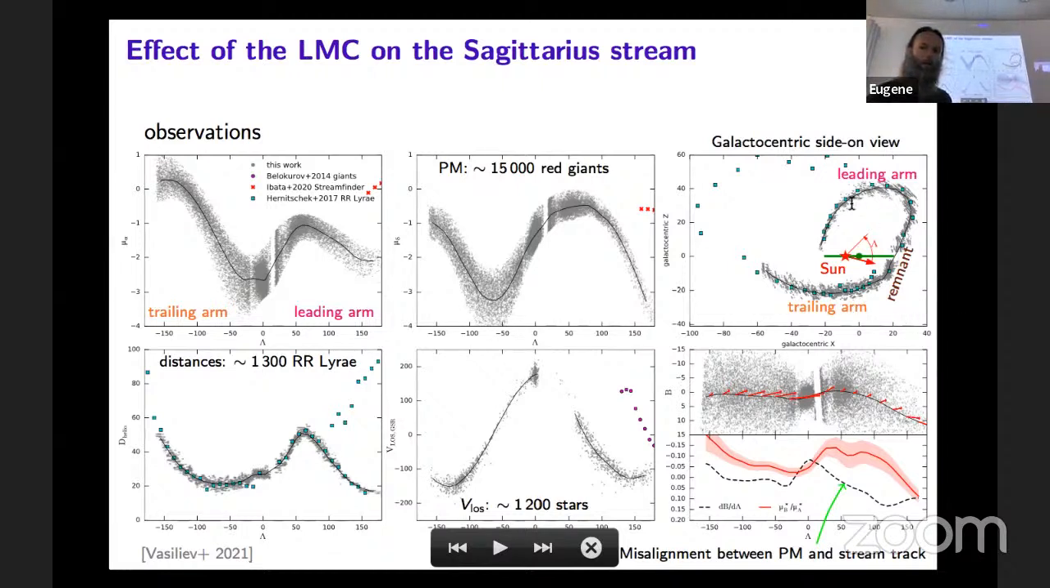And this leading arm is in the northern hemisphere. But the misalignment actually is stronger in the leading arm. And that is quite interesting because the LMC was passing near the Sagittarius, but it was passing in the southern hemisphere, closer to the trailing arm. So why would it perturb things in the leading arm?